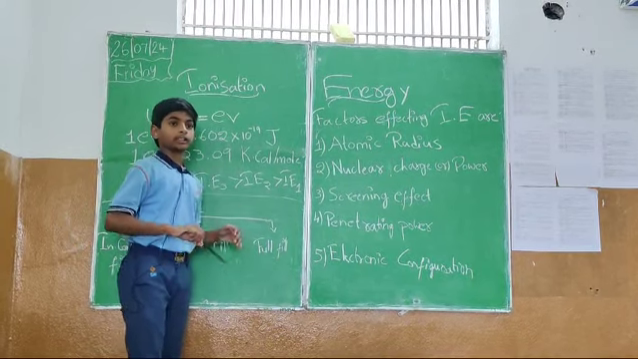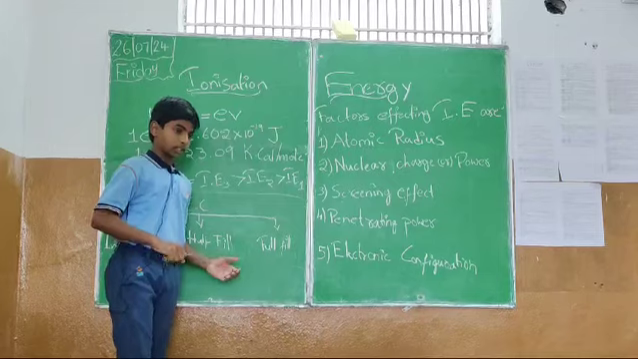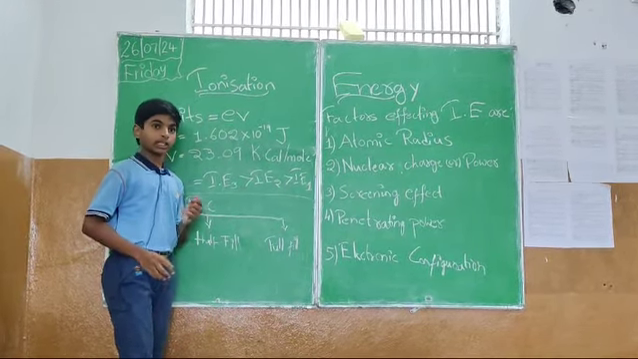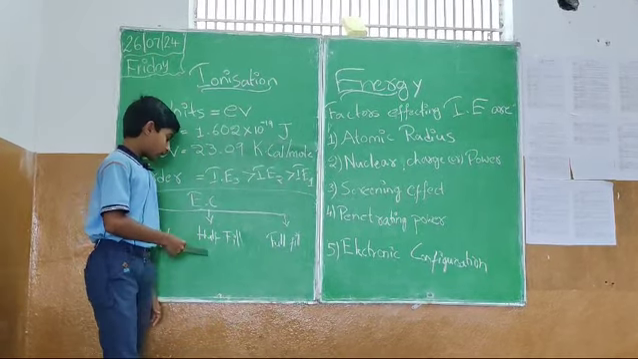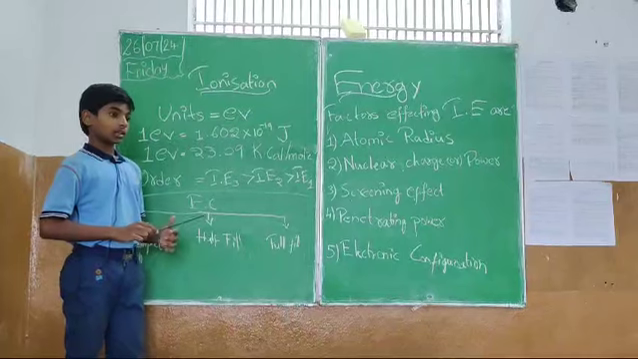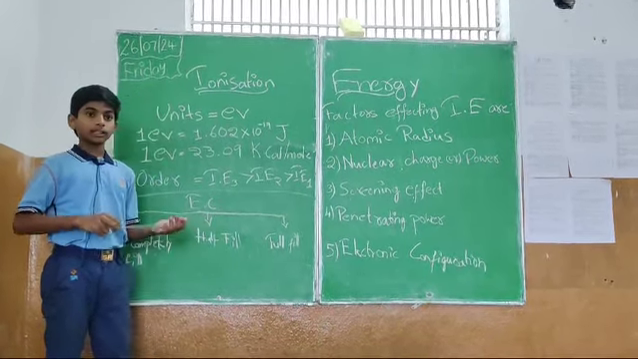Variation of ionization energy in groups and periods. In groups, from top to bottom, ionization energy increases because atomic size decreases and nuclear charge increases. In periods, from left to right, ionization energy increases because atomic size decreases and nuclear charge increases.